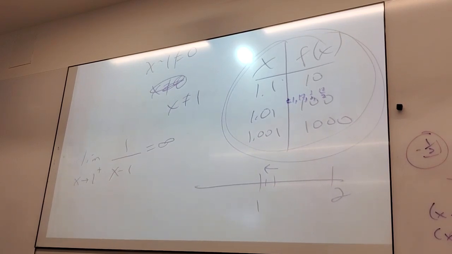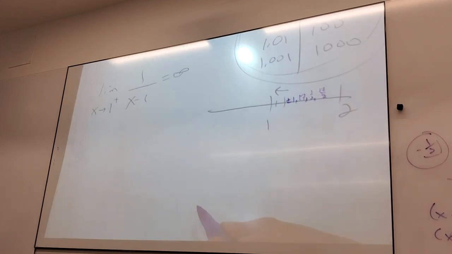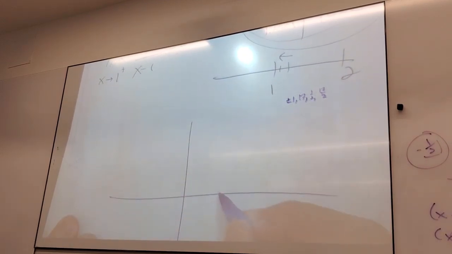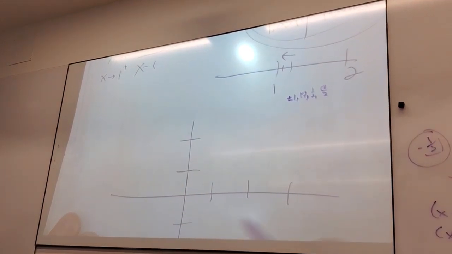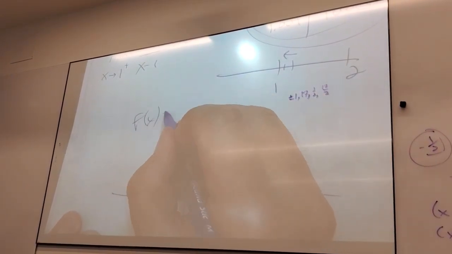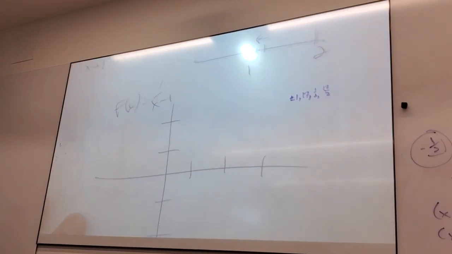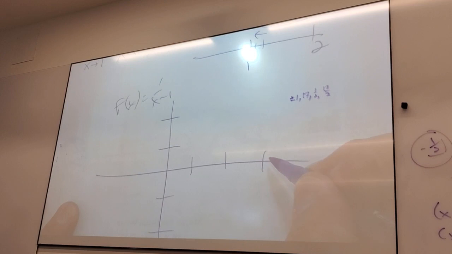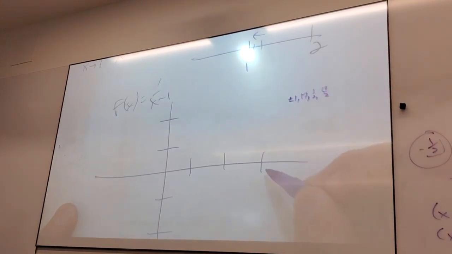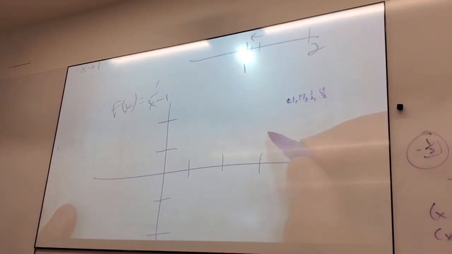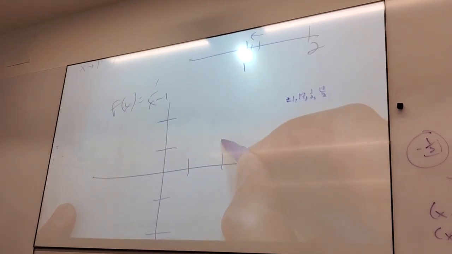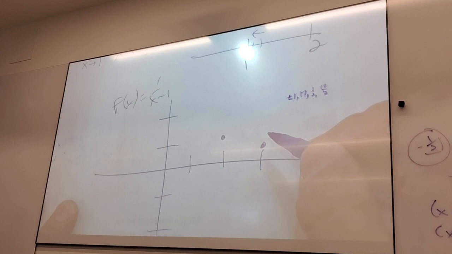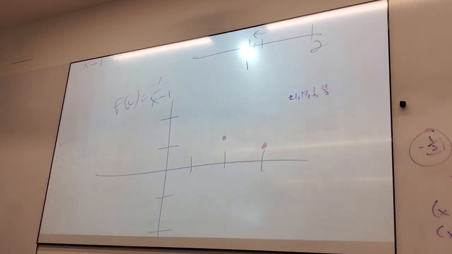Now, I want you to realize what that means visually. Let's do this. Let's be a little specific here. So I got my function. Let's just put in a nice concrete number. What's f of 3? 1 over 2. What's f of 2? 1 over 1, so it's 1.